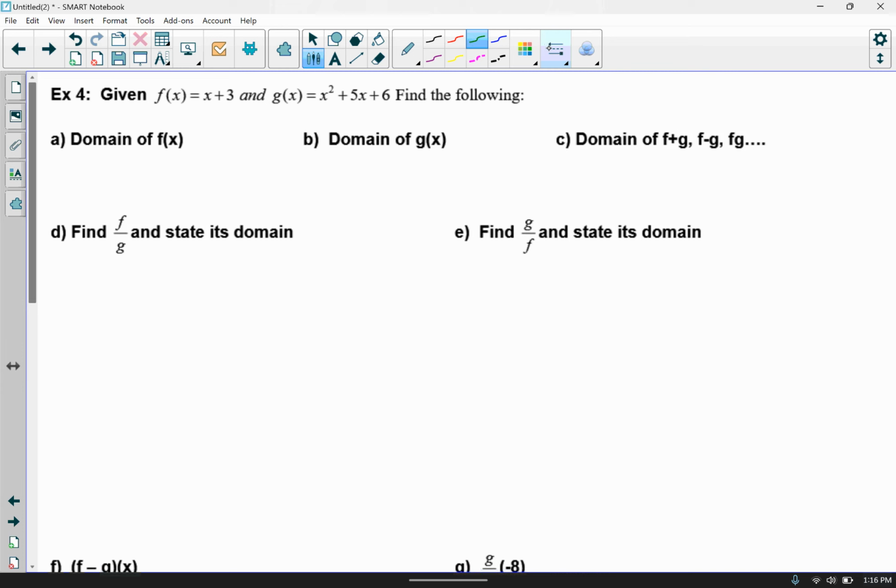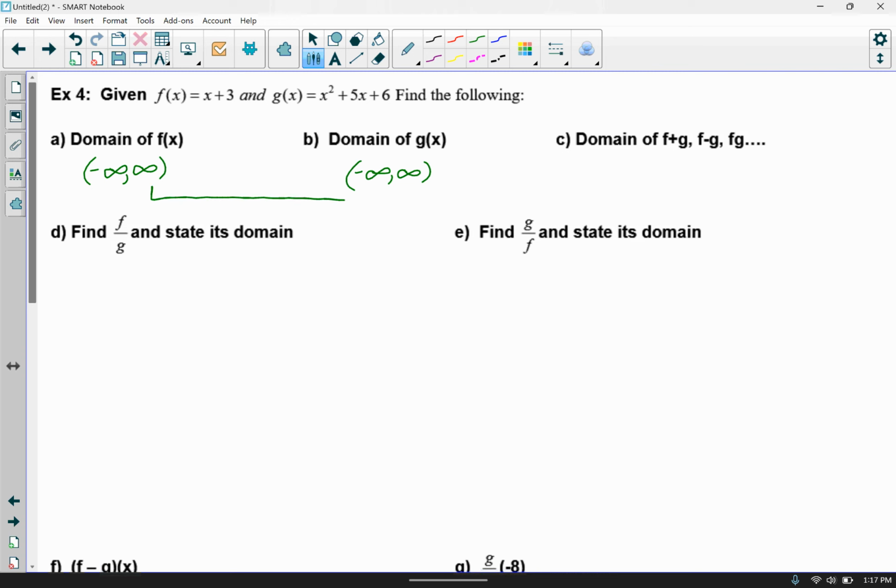All right. So looking at my f function, I'm asking myself these questions. Does it have a letter in the denominator? Nope. Does it have an even root? Nope. You answer no to both of those questions. Negative infinity to positive infinity. Domain of g of x, same question. Letter in the denominator? Nope. Got an even root? Nope. Negative infinity to positive infinity is my domain.